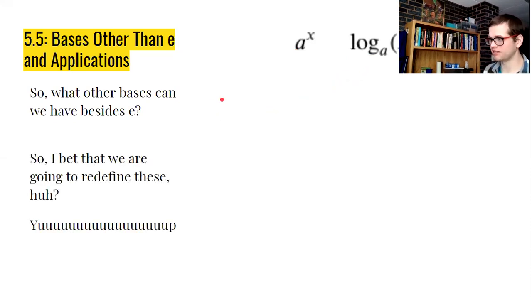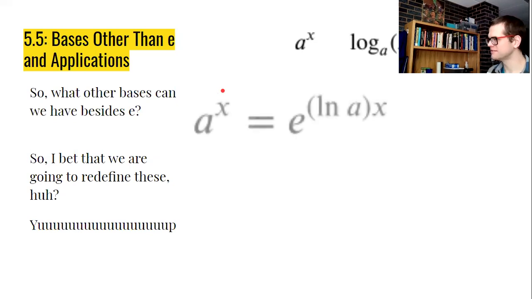So we're probably going to redefine these. So a to the x, again, everything is basically in terms of natural log. We're redefining everything in terms of natural log because that's how our book does it. So a to the x is really just defined to be e to the natural log of a times x. And I can show you why that's equivalent in just a moment if you don't see it right away.